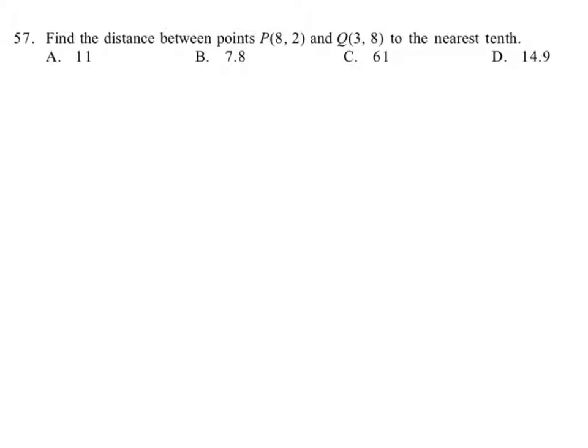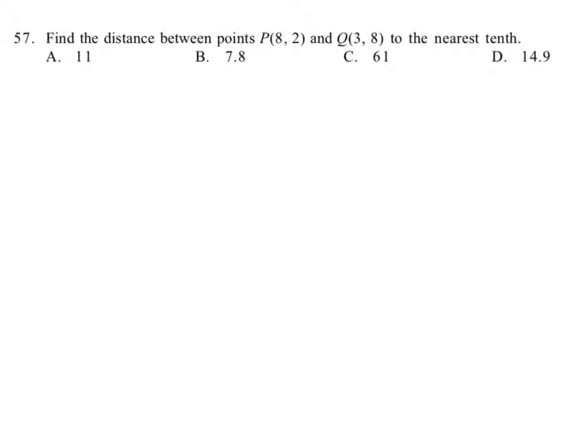Okay, here we're finding the distance between these 2 points to the nearest tenth, which means if it doesn't work out to be a whole number, what we need to do is type it in the calculator and then round off to the nearest tenth. So first thing we're going to do is start with, okay, the distance formula.